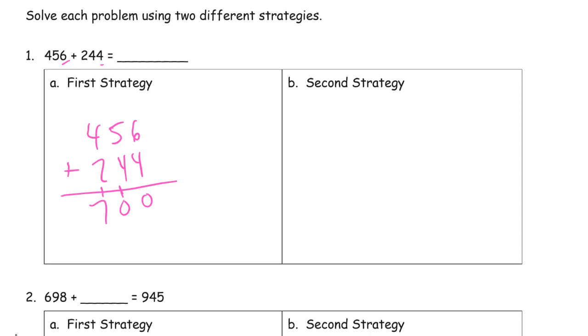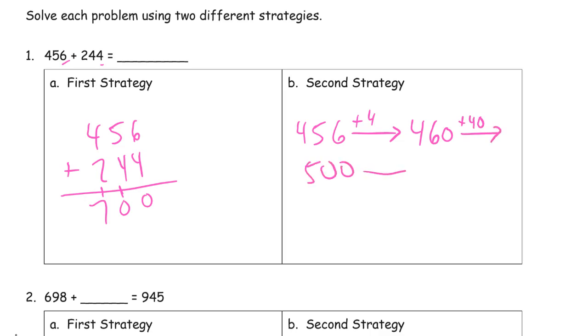So for our second strategy, we could use arrow way. Right, add the ones first, 460, add the tens next, that's 500, add the hundreds last, 700.